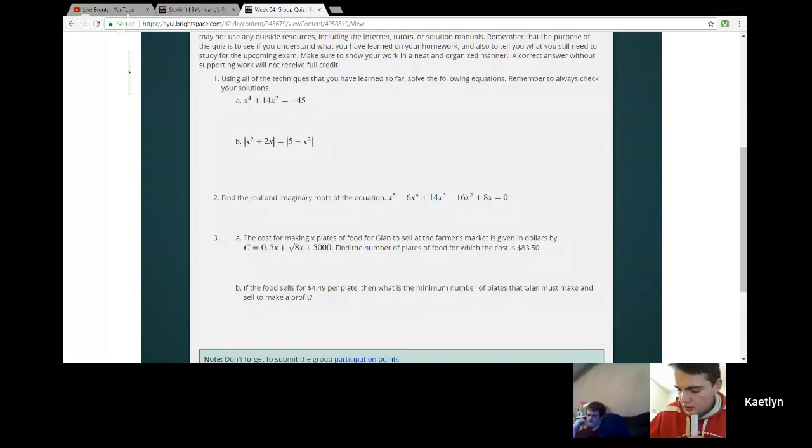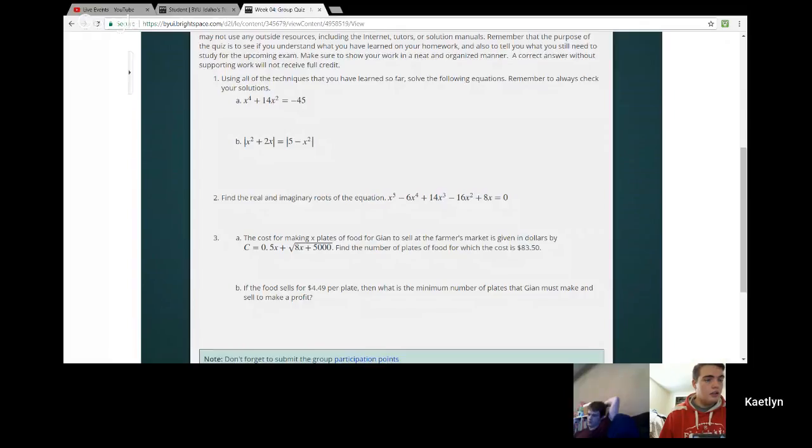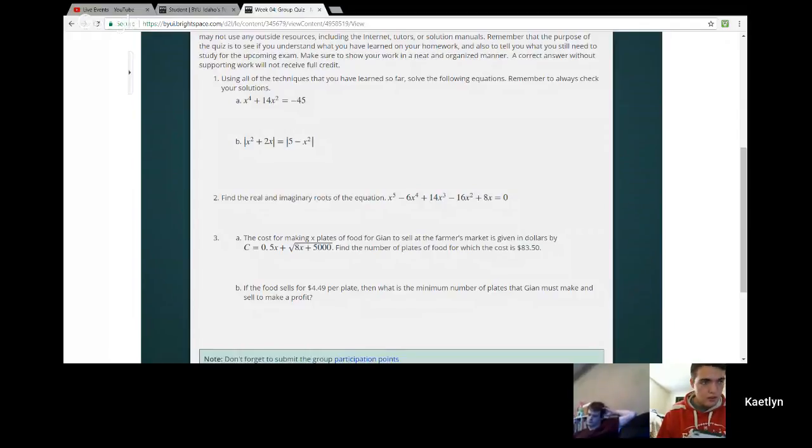Wait, it's not 3 halves. That would give you 2.5. That's 1 half. Yeah, I did that wrong. 5 halves, right? Let's see. Because when you factor, you have to do something that goes 5, but it goes 2. So that makes it up.